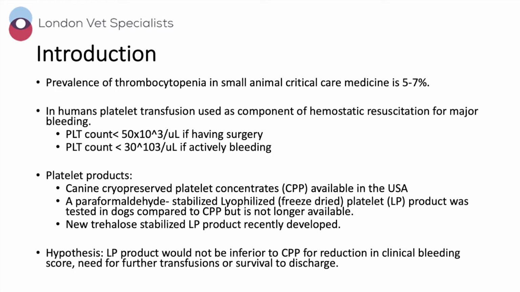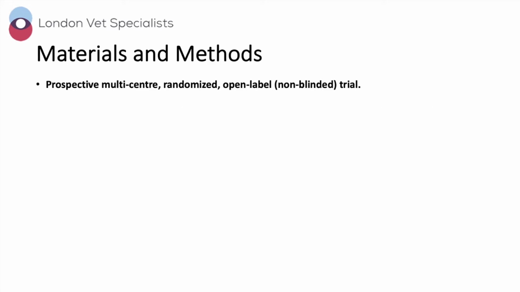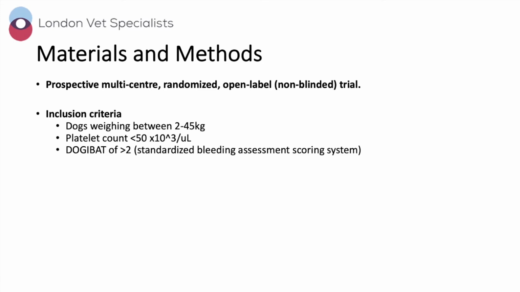And this paper hypothesised that the new LP products would not be inferior to CPP for a reduction in clinical bleeding score, need for further transfusions, or survival to discharge when used in thrombocytopenic dogs. So as we said, this was a prospective multi-centre randomised but open label trial, and that was simply because the 2 products were really different in their form and appearance and administration, so it was really difficult to blind the administrators to which one was being given to the dogs.